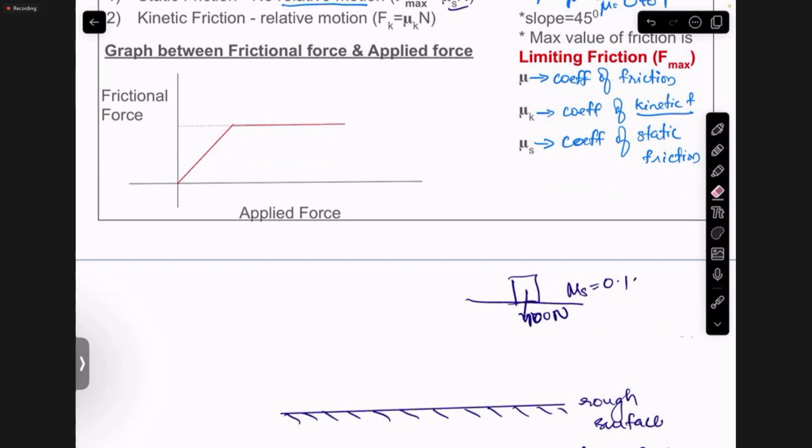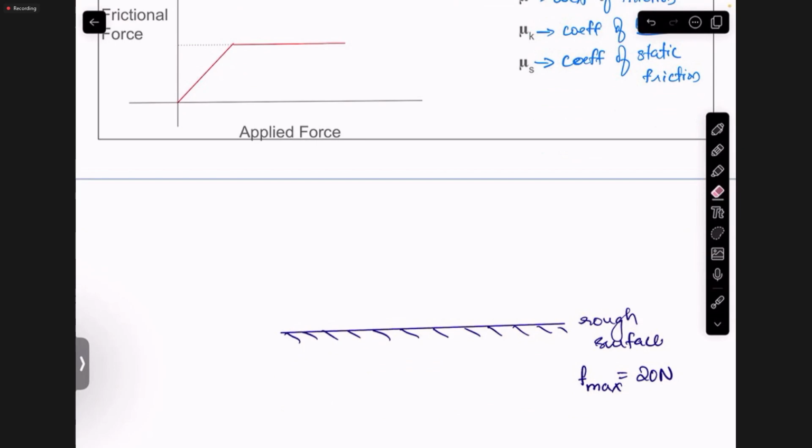F max is the maximum static force that a surface can provide. I was talking about maximum, so is it required every time to have the maximum one? For example, this is a block that we were talking about before, and I am applying a force here. So this is the applied force, and this is the frictional force. First, I am applying 0.5 Newton.